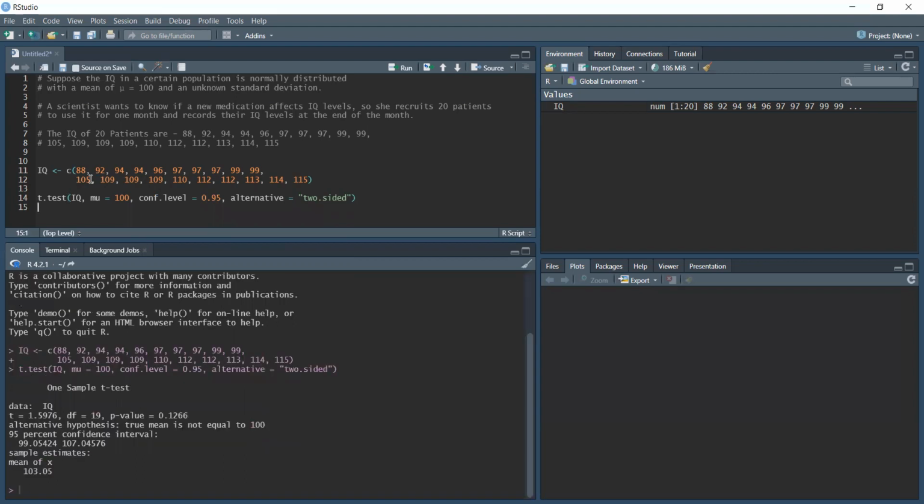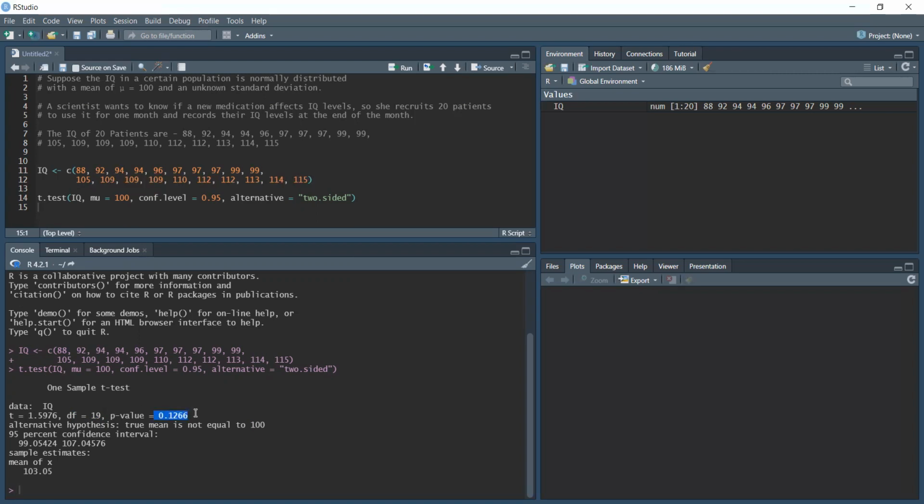Now, if we hit enter, we get a one sample t-test. Over here we have a t-based test statistic. The t-test statistic is 1.5976. We have degrees of freedom of 19. The degrees of freedom is calculated as the sample size minus 1. So 20 minus 1 gives the degrees of freedom to be 19. We have a p-value of 0.1266.